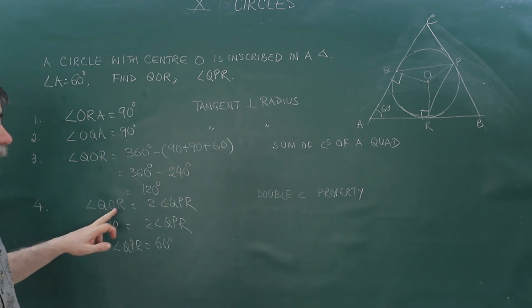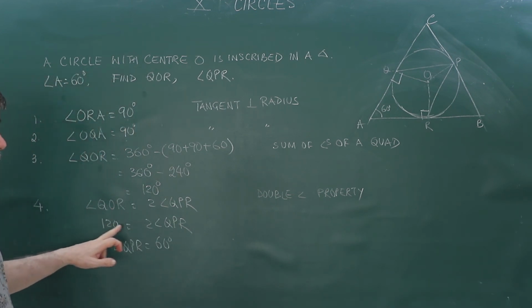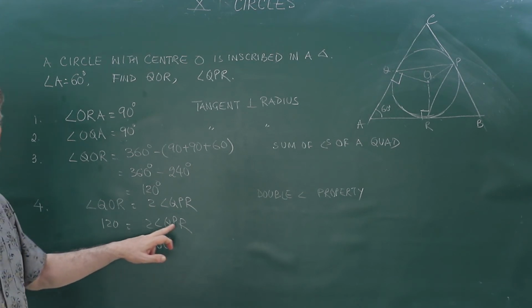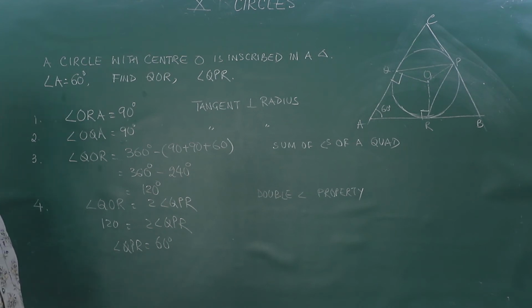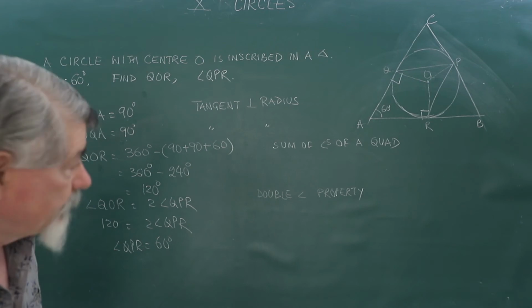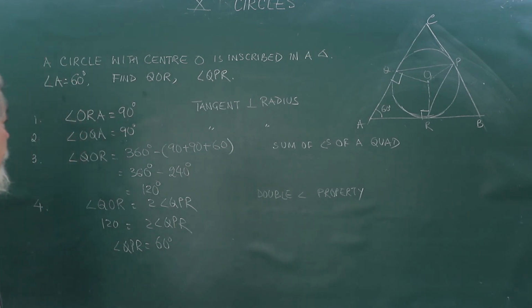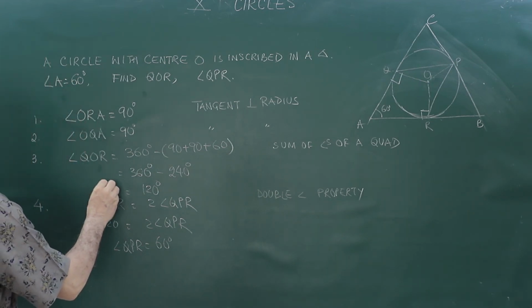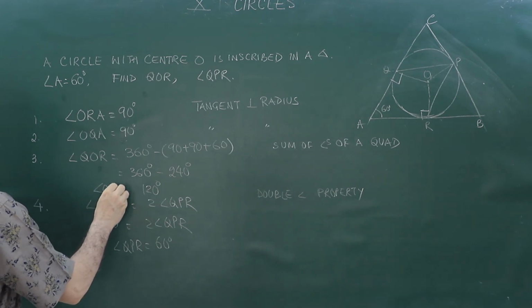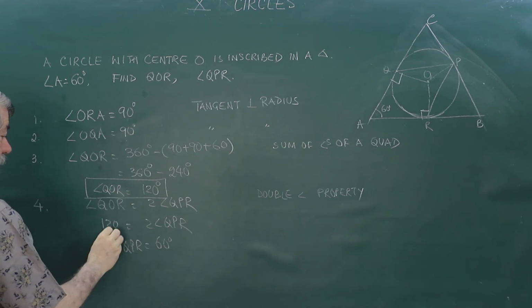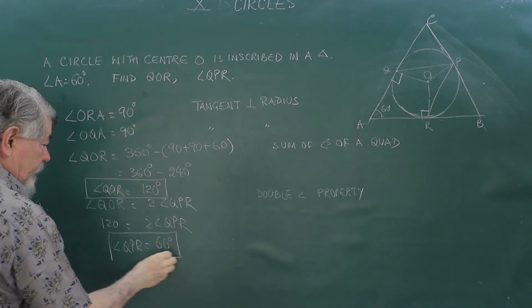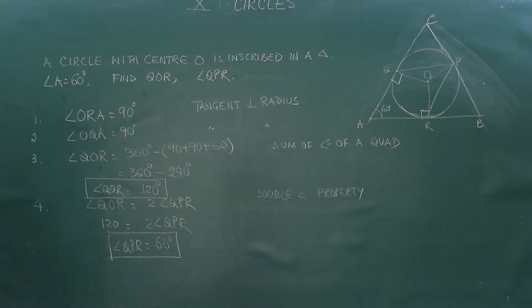Now this QOR was 120 degrees. 120 degrees is equal to double of QPR, so QPR will be how much? 120 upon 2, that is 60 degrees. So we have got both the angles. The first angle QOR has come out to be 120 degrees, and this angle QPR has come out to be 60 degrees.